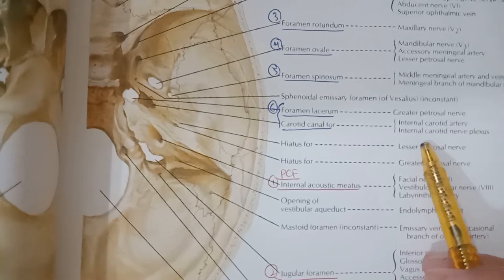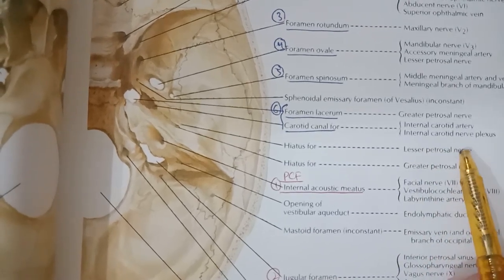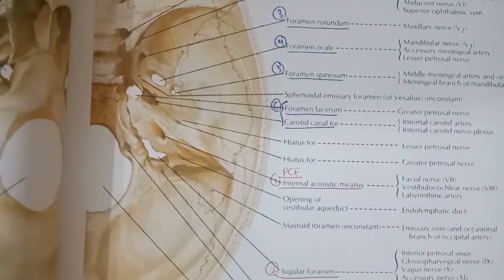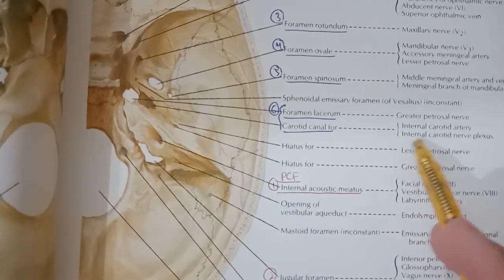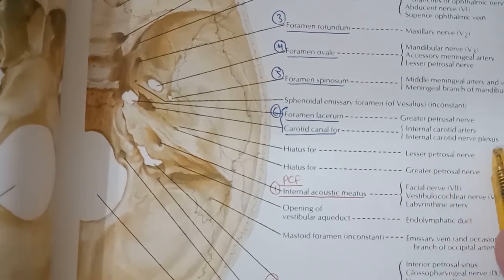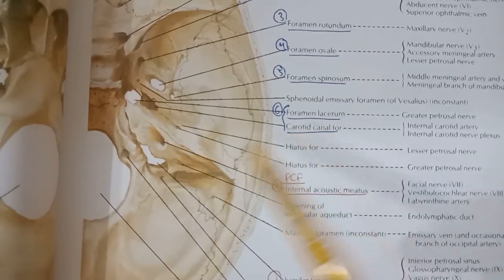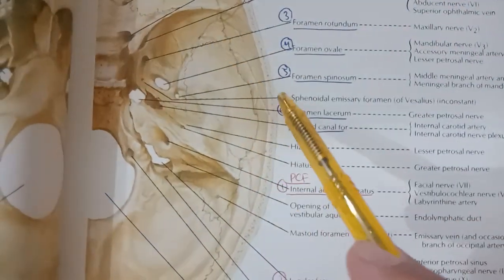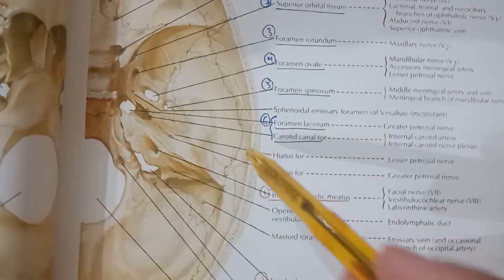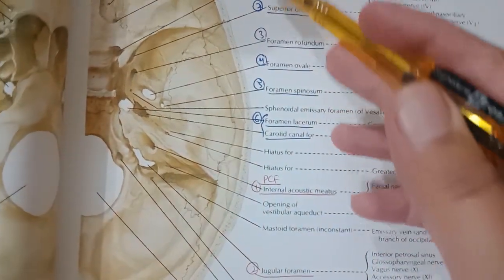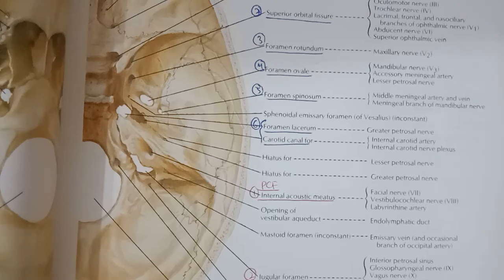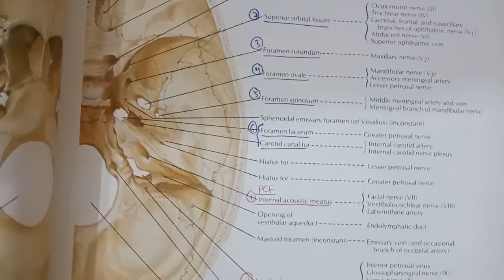Along with the internal carotid artery, obviously we have the sympathetic plexus which is surrounding the carotid artery in the carotid sheath. So obviously the carotid artery as well as its nerve plexus will go through this foramen, which is the carotid canal. So they all were present within the middle cranial fossa. So we can see how many foramina are present within the middle cranial fossa.